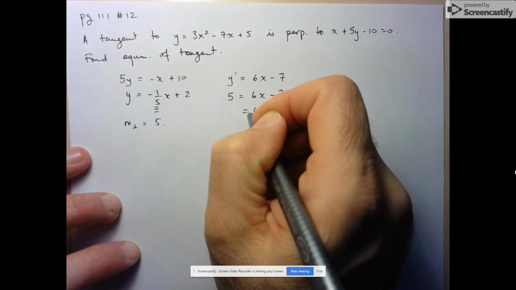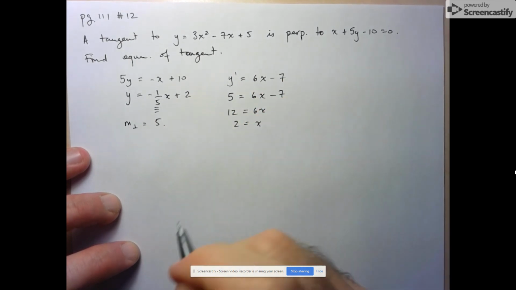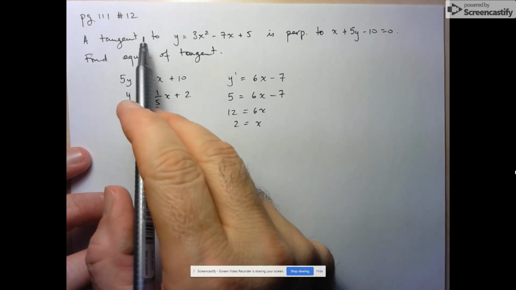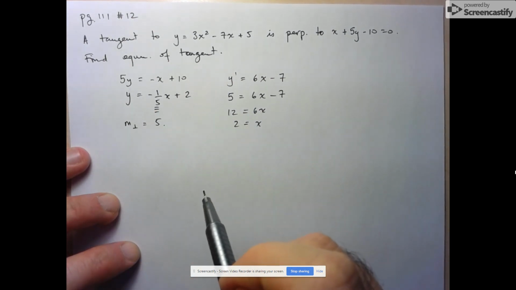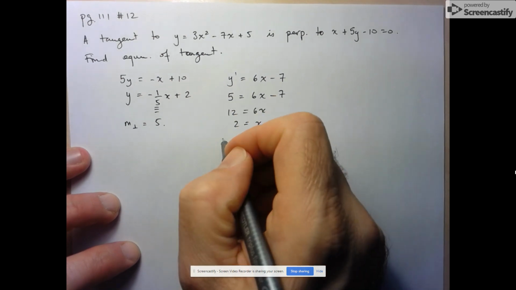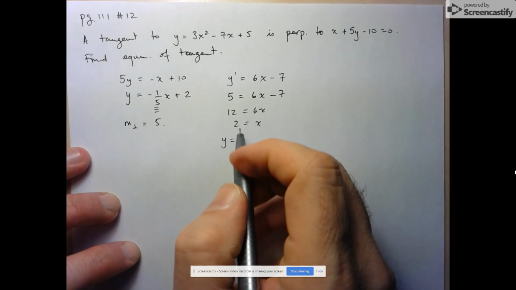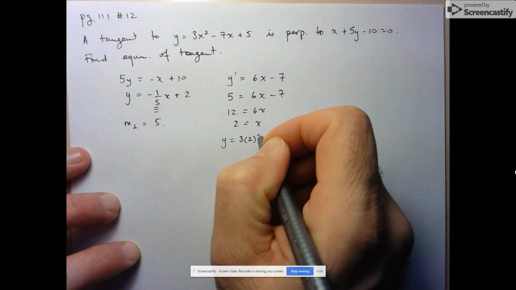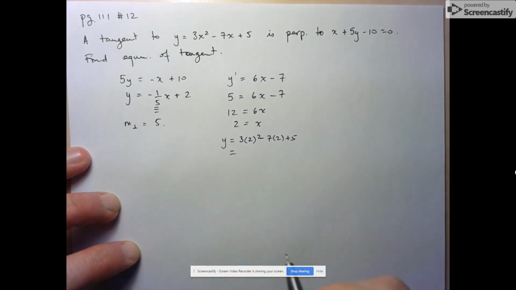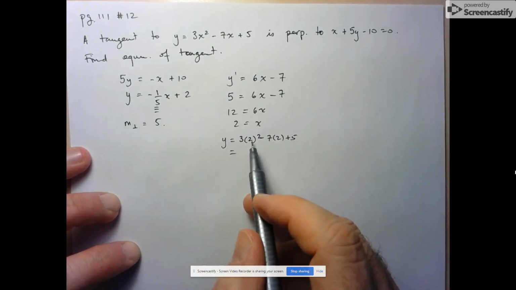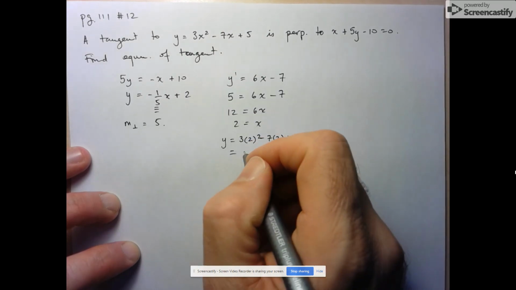So 6x equals 12, so x is equal to 2. At x equals 2 is where your tangent has the slope of 5, but of course to find the equation I'm also going to need the y value. So let's find the y value of this function at 2. What do we have? 3 times 2 squared minus 7 times 2 plus 5. I think we can do this in our heads. 3 times 4 is 12, minus 14 is negative 2. Negative 2 plus 5 is just 3.